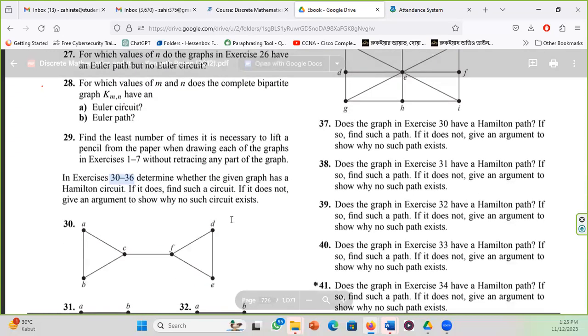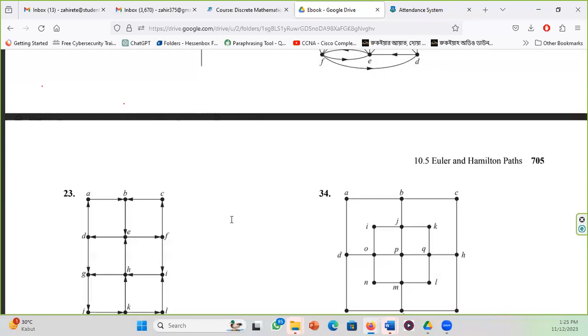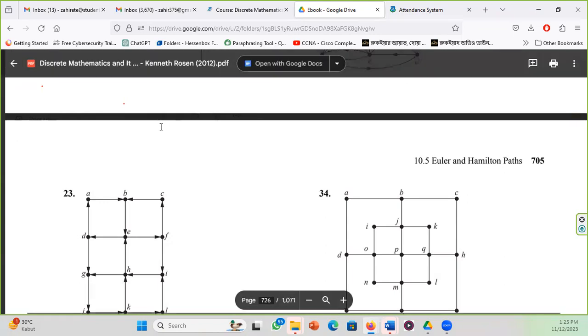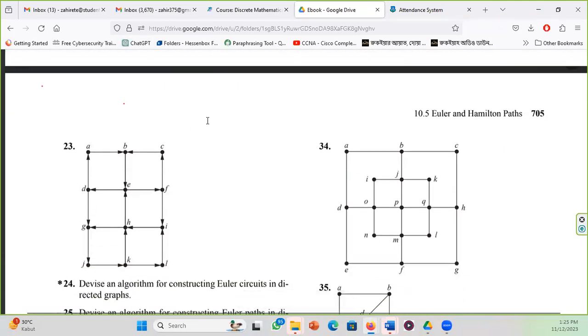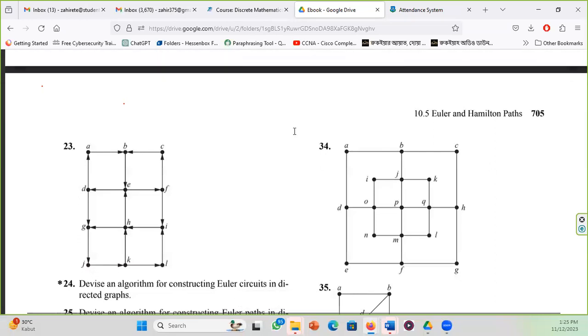These are the homework tasks. Next class you need to submit them. I hope you will understand by doing these exercises about the Euler and Hamilton paths. Then our next topic will be the shortest path, how to calculate the shortest path. After that, we will go to the next topic, which is known as the tree. So any confusion about today's lecture? Is there any confusion about the Euler and Hamiltonian paths?